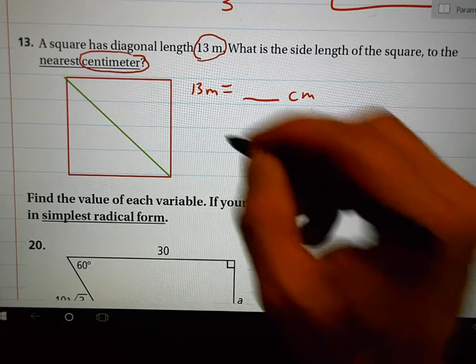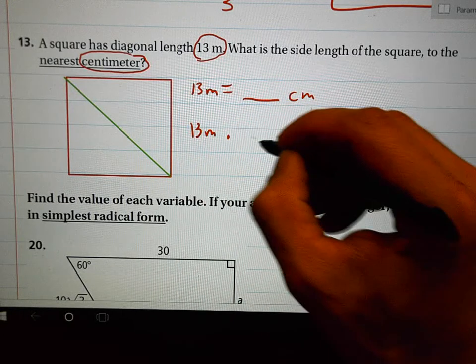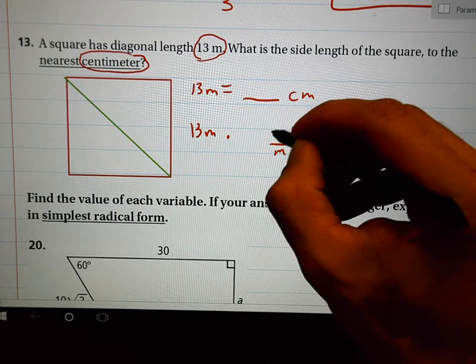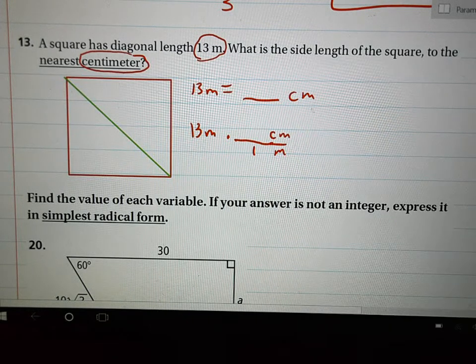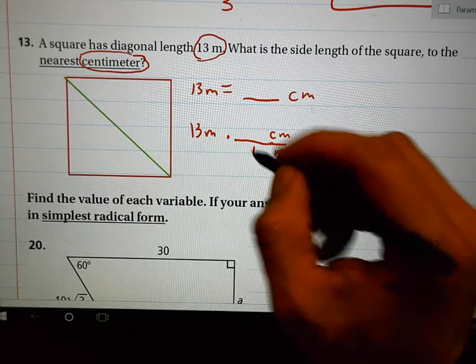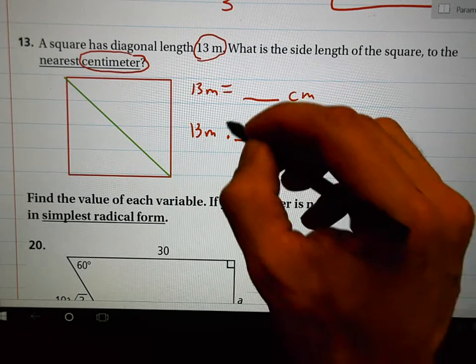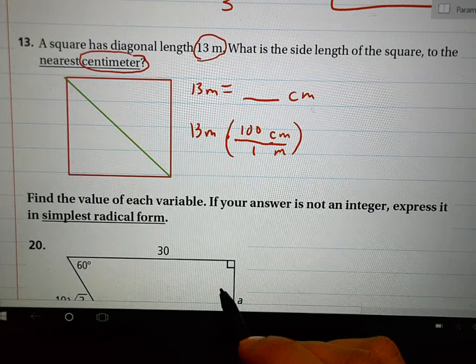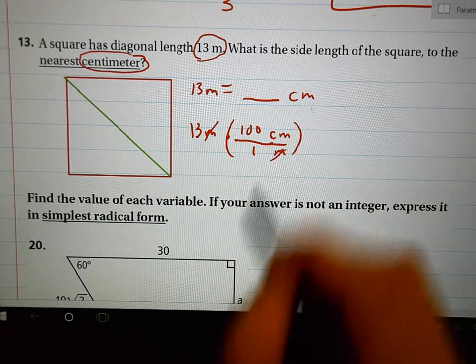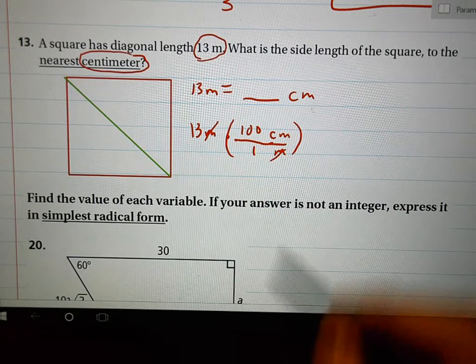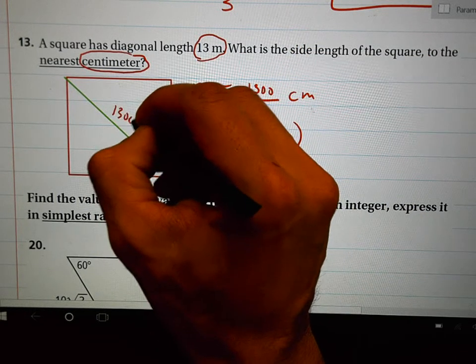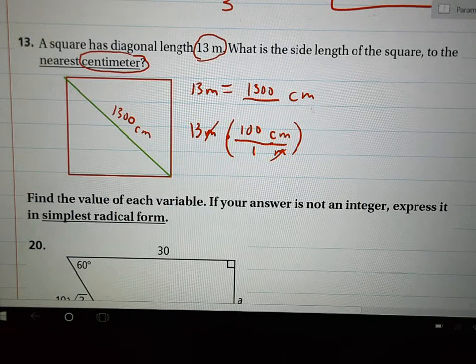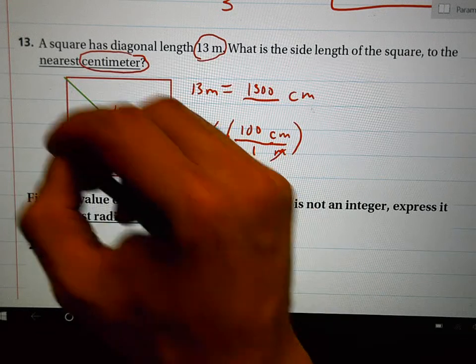If you're not sure, you can multiply by a conversion factor. How many centimeters are in a meter? Centa means what? So if you multiply by 100 centimeters per meter, meters would cancel and you'd be left with centimeters. And so I think, or I would hope, that you would know that this is 1300 centimeters. What are they asking us for? What's the side length of the square?